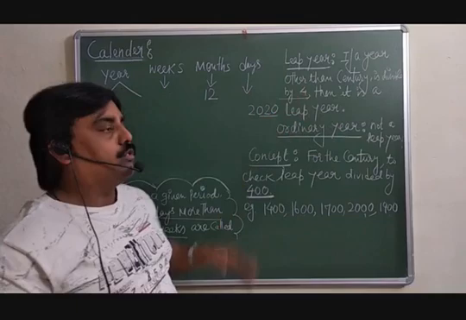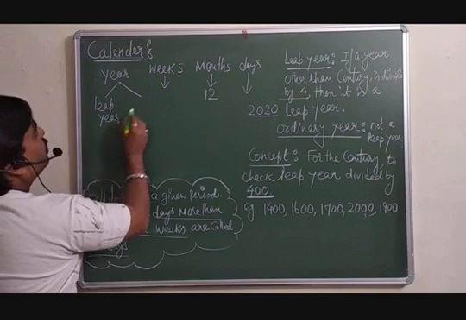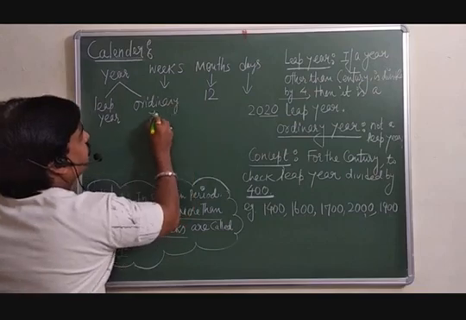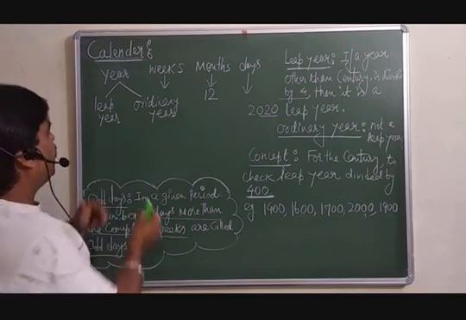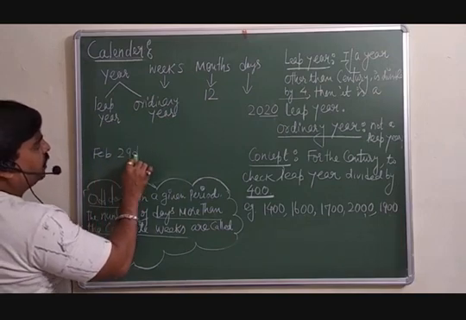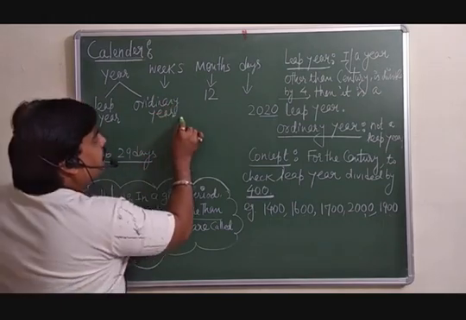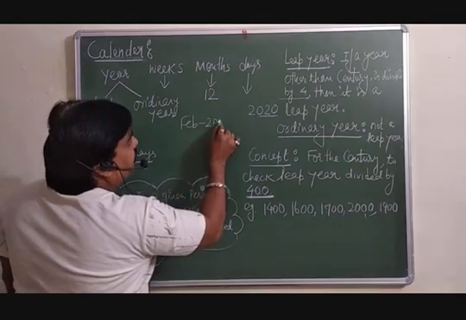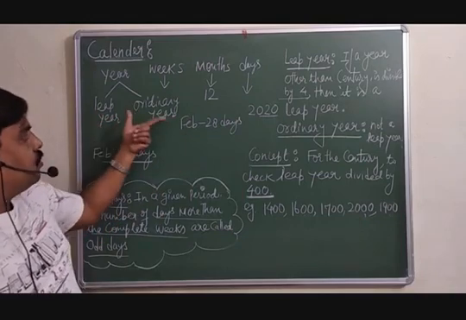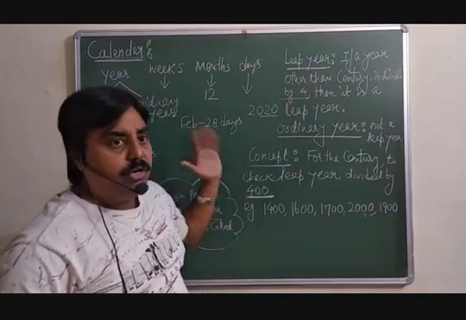What is the difference? That we will also discuss. So a year may be a leap year or an ordinary year. Ordinary means non-leap year. The difference is that in a leap year, in the month of February, there will be 29 days. But in an ordinary year, in the month of February, there will be 28 days only. So this is the difference. How do we know whether it's a leap year or ordinary? If the last two digits are divisible by 4, then you can say it is a leap year. Otherwise, it's an ordinary year.